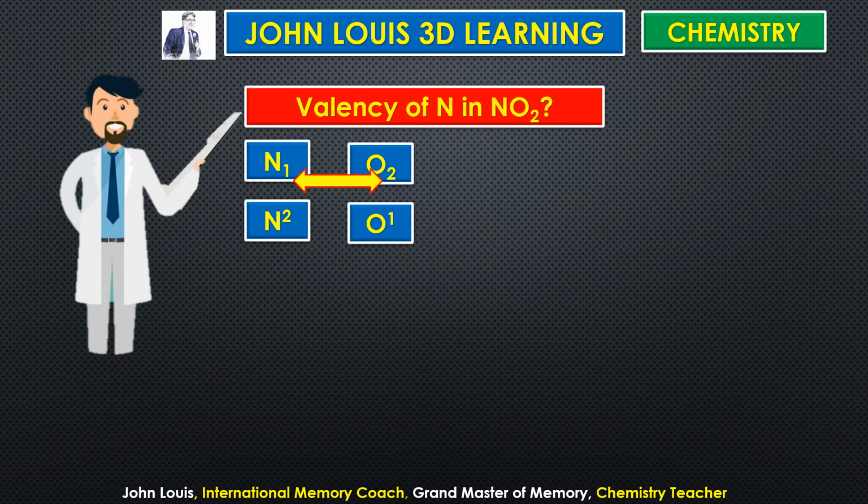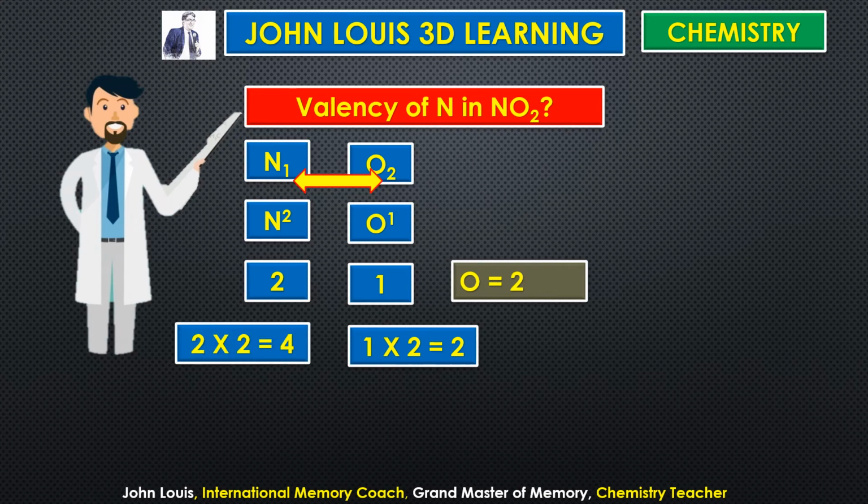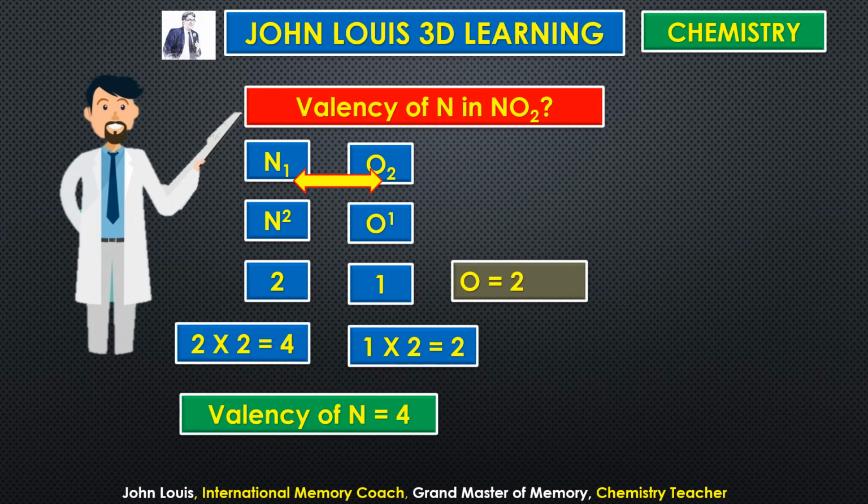Now take the numbers alone: 2 and 1. What is the reference element? Here oxygen is present in that compound, therefore we take the oxygen valency as reference. We know the valency of oxygen is 2. But what is the number we are getting for oxygen here? Only 1. Therefore that should be multiplied by 2 in order to get 2. Therefore the other element's number should also be multiplied by 2. 2 into 2, 4. Therefore the valency of nitrogen in this compound is 4.